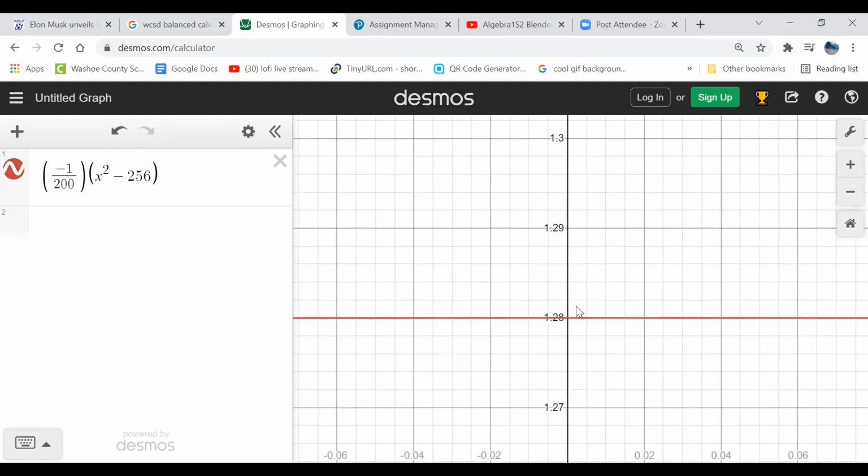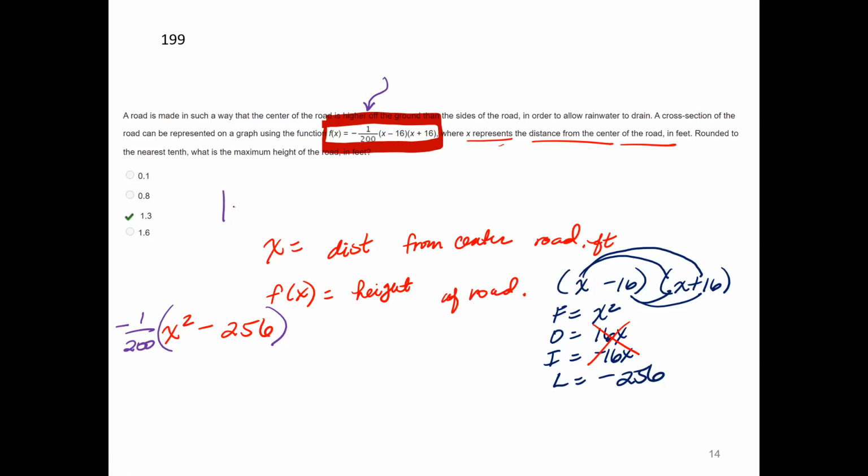So where does it look like it's hitting? It looks like it's hitting off at 1.28. Do you guys agree with that? So which answer is closer to 1.28? If you round it, I think that's going to give you C as in cat. And that is your answer.